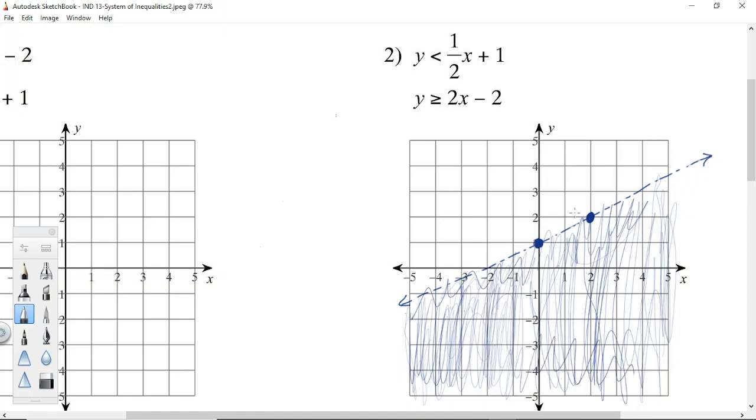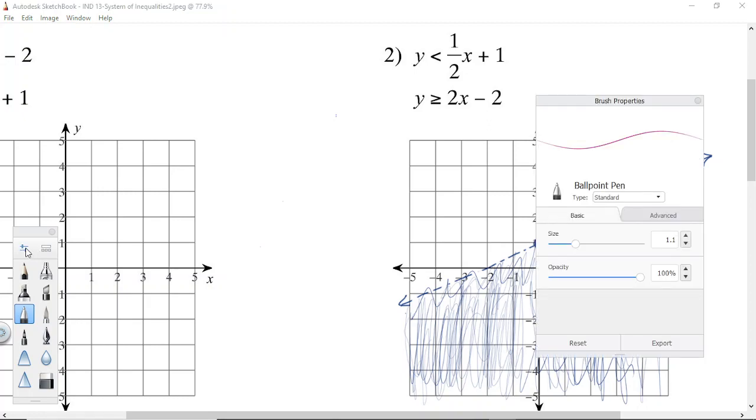Okay, so we'll draw another line. We'll use a different color to draw the other one. And it's going to be a solid. Okay, we're working on this one now. Actually, I need to make this line fatter for it. Like that.